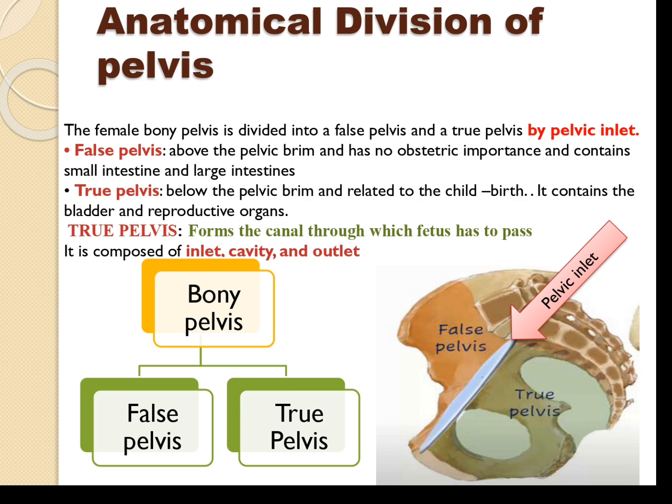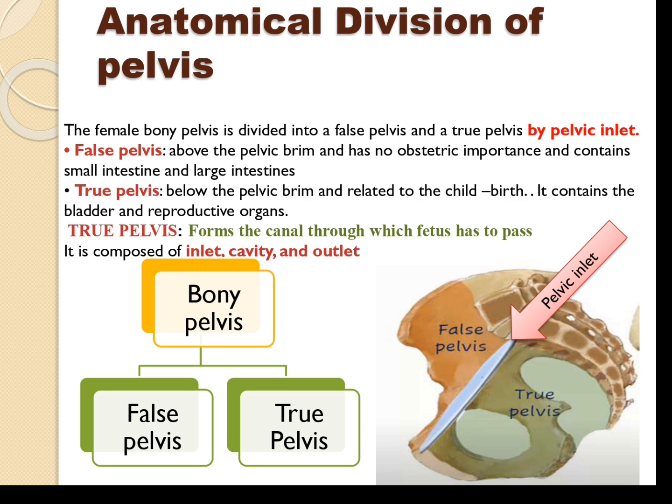False pelvis or greater pelvis lies above the pelvic brim and has no obstetric significance and contains small intestine and large intestine. True pelvis or lesser pelvis lies below the pelvic brim and has important role in childbirth and delivery, and it contains bladder and reproductive organs.